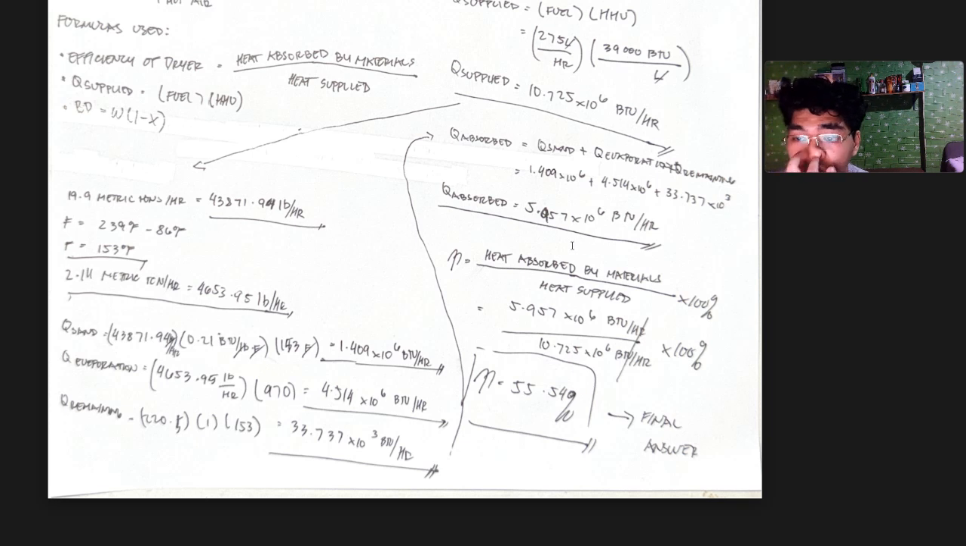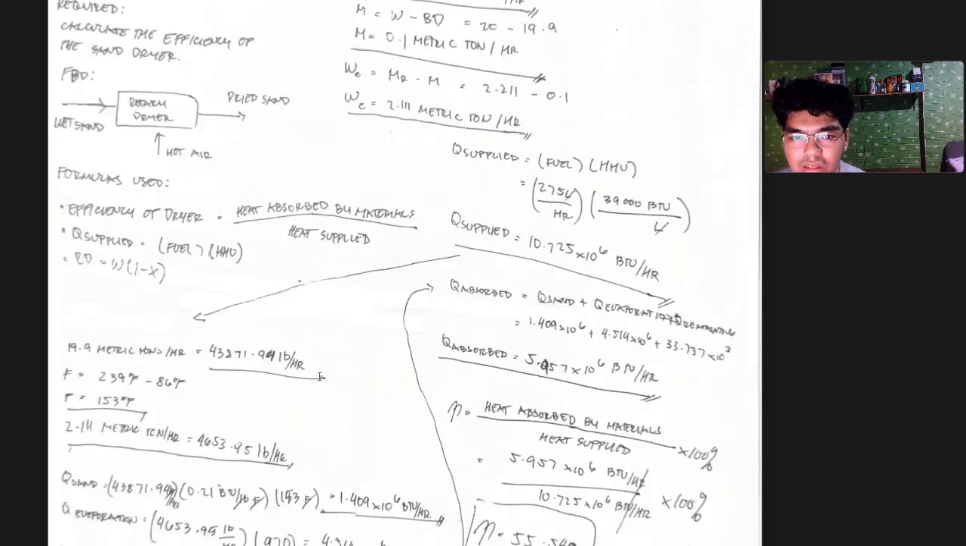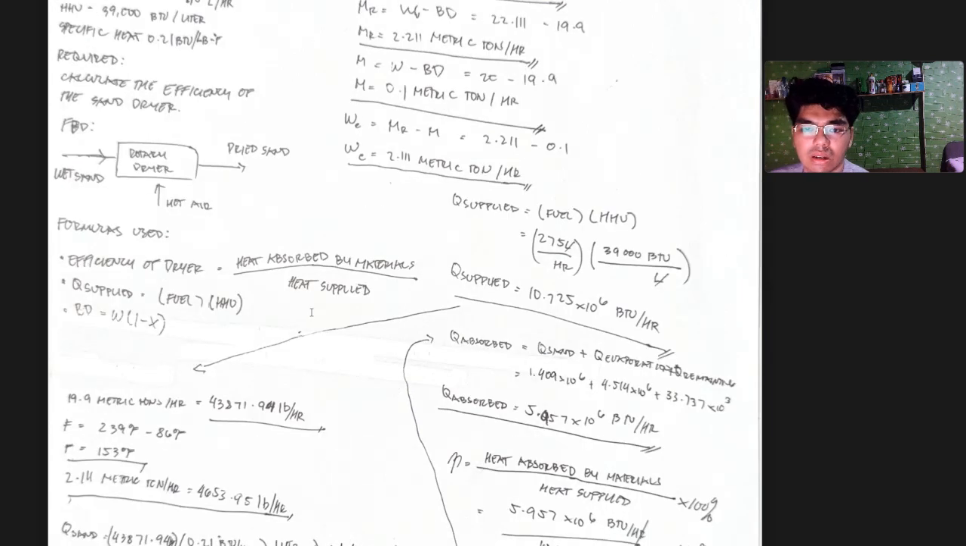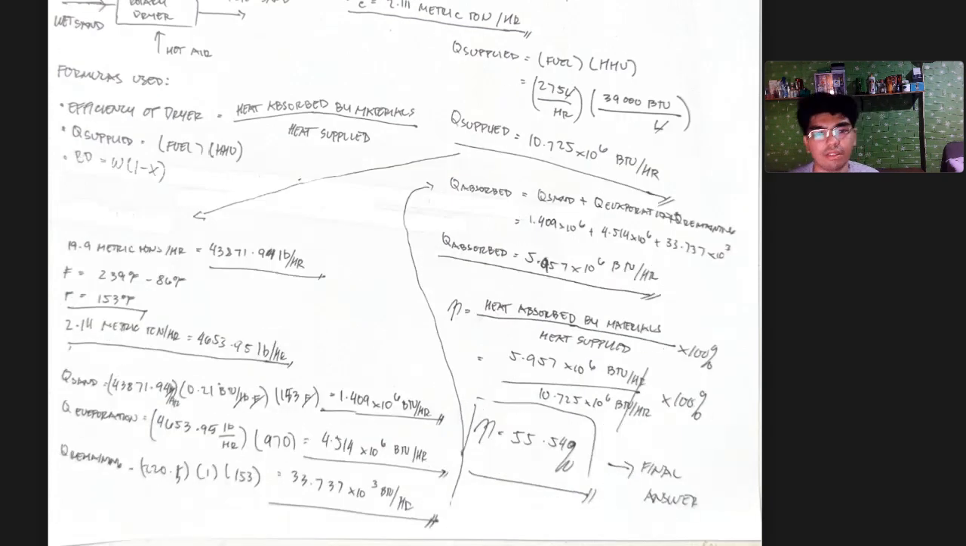Since we now have both the heat absorbed and the heat supplied, we just divide them, then multiply by 100% to get the efficiency, which is 55.54%. So that is the final answer for the required efficiency of the sand dryer. That is all. Thank you.